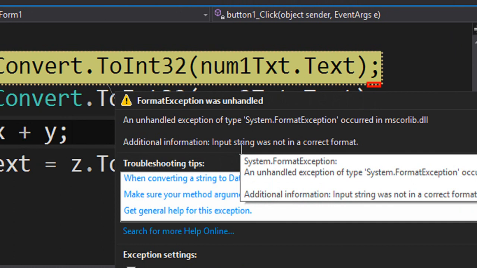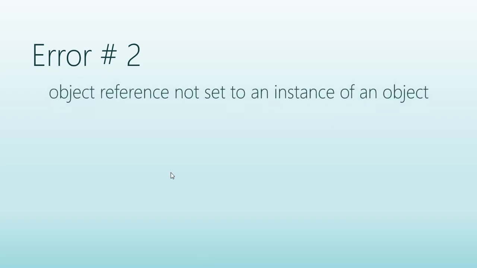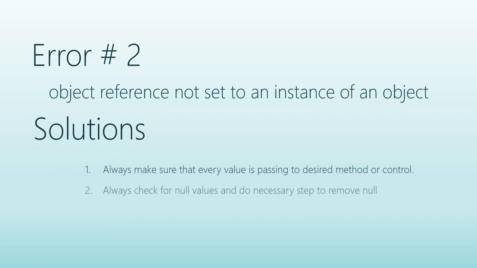Now let's go to the next error that I'm going to demonstrate today. So now let's talk about error number 2. The next error that we encounter is object reference not set to an instance of an object. What does this mean? This means that you have passed some null values to your desired locations. If you are storing some data and that data is null, then this error will occur inside Visual Studio.